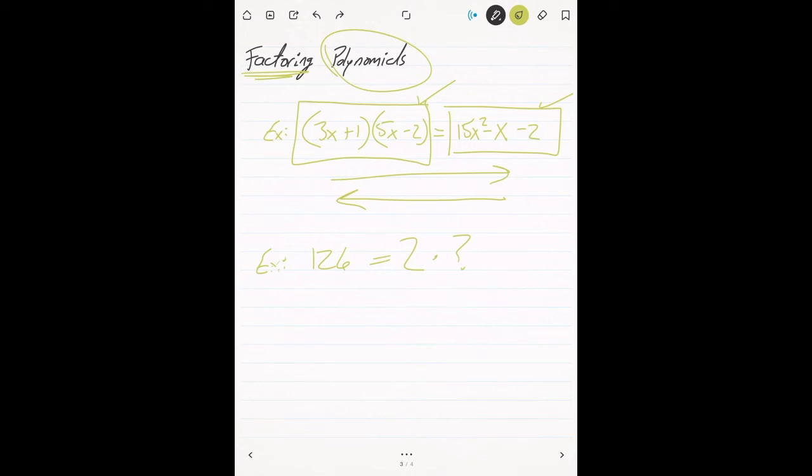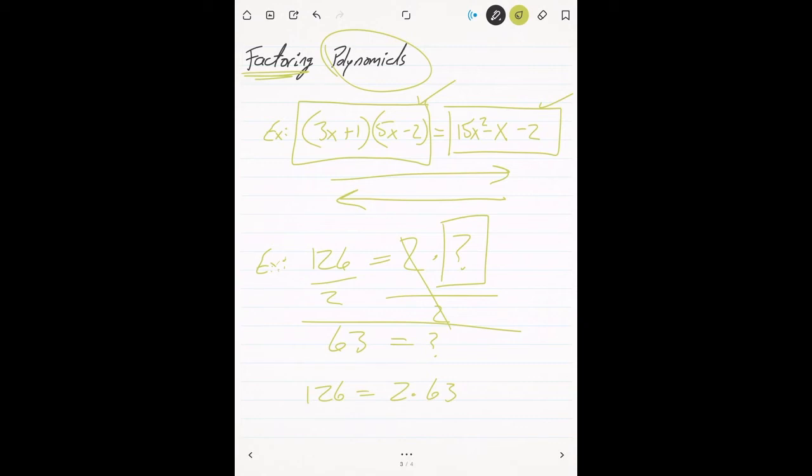Okay, well, then how did I figure out what this missing number was? Well, we learned in algebra, very simple. To find that missing number, just divide both sides by 2. So 126 divided by 2 is 63. That's what that missing number was. So we can represent 126 as 2 times 63. So we had a technique for figuring out what the factors of a number were.